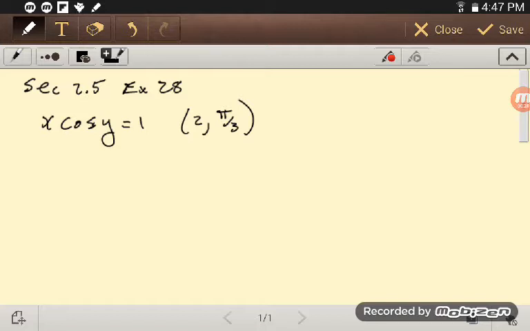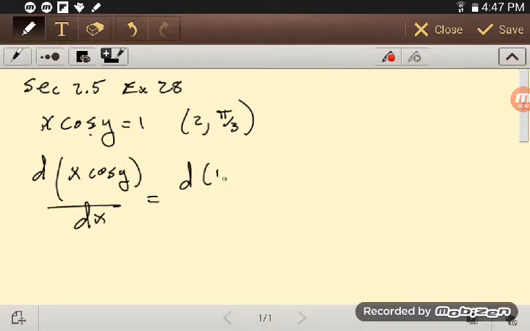And cosine of pi over 3 is a half, so 2 times a half does give us 1. So yep, that looks good. Alright, so finding the derivative, we do it implicitly. Take the derivative of the left-hand side with respect to x, derivative of the right-hand side with respect to x.